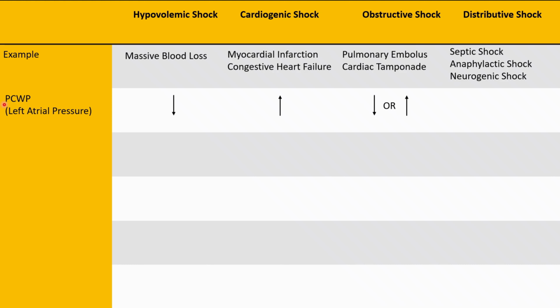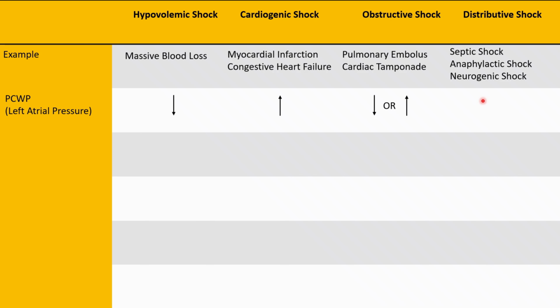So the PCWP or left atrial pressure in case of obstructive shock will rise or fall depending on the etiology. Now, in case of distributive shock, what will happen to PCWP? Think of widespread vasodilation. Blood is just pooling in the peripheral limbs, and it's not coming back to the heart. It's just lying and waiting in your peripheral limbs.